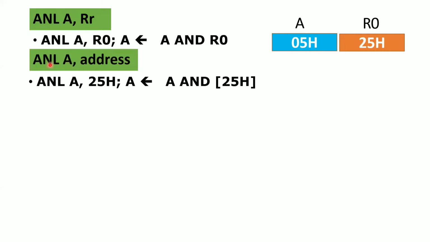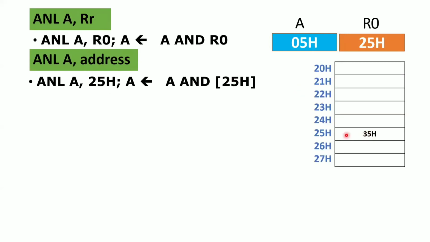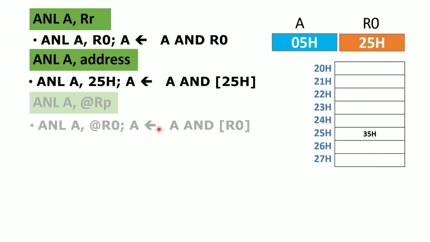Now the next one is ANL A comma address. I told you, whenever you want to give an address, there should be no hash. Directly you can give that address. This is called direct addressing mode. Here I am giving the address directly. What does it mean? 25 is nothing but an address. In that address, there is a particular value. Go to that address location 25H, get that value, and perform the AND operation with the A register. A register consists of 5, so 5 and 35 will be ANDed between these two numbers. Store the result again in the A register. Okay, that is about that instruction.